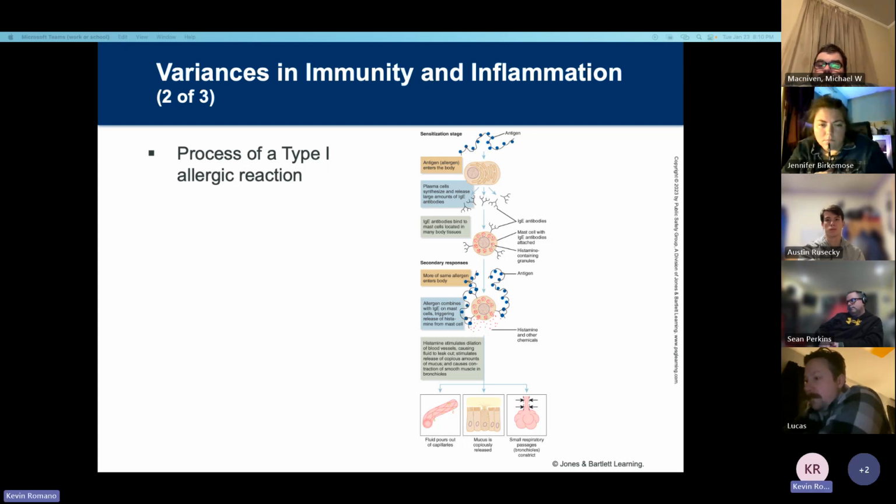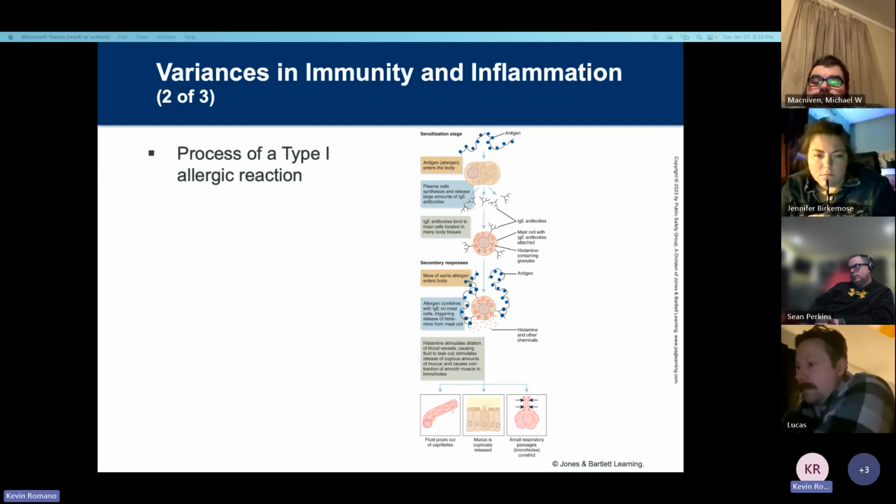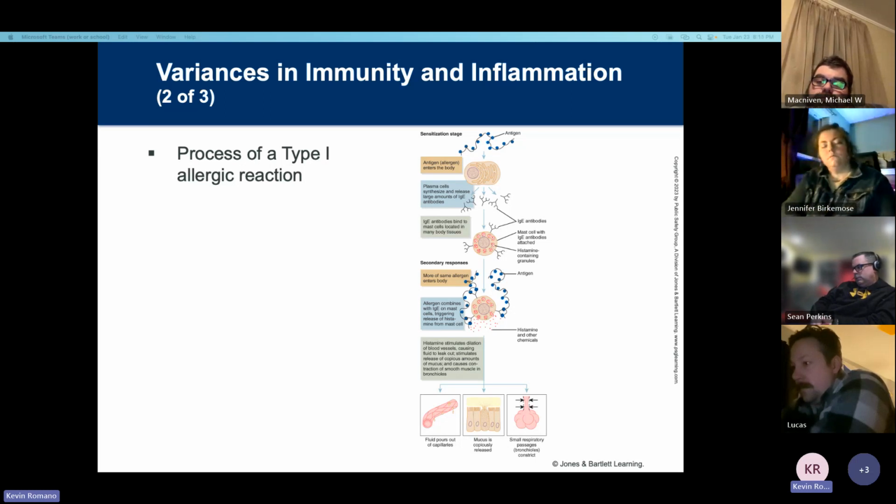You start seeing urticaria. You start hearing respiratory distress, decreased oxygenation. These patients need Benadryl, they need epinephrine. Other things you can utilize for this are bronchodilators like albuterol to assist with this as well. So what's happening here is you're seeing fluid pour out of the capillaries. Mucus is now copiously released, causing that bronchoconstriction. You can't hear lung sounds very well. They no longer can breathe. And the small respiratory passages become constricted.